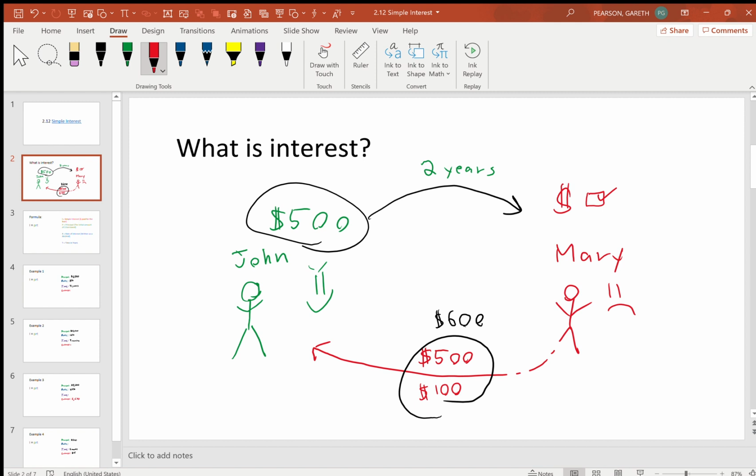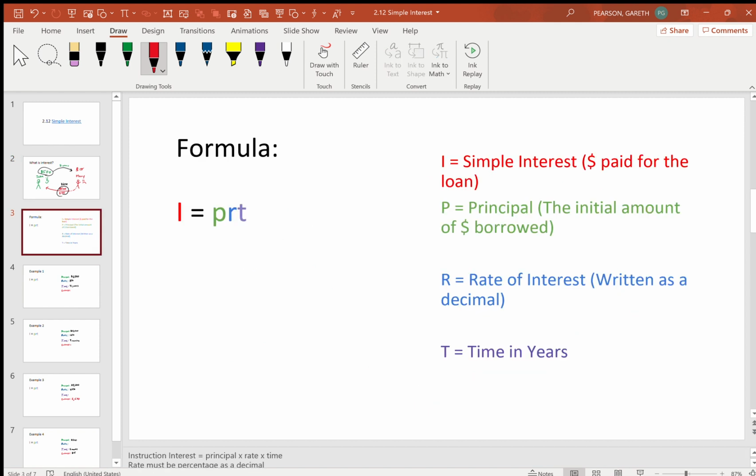So let's take a look at how it looks in a mathematical sense with a formula. So your formula is really simple. I, interest, equals principal times rate times time. I equals PRT. I stands for simple interest. So in the example we just saw, the $100 extra that Mary would have to pay, that's the simple interest. That's how much money is paid for using a loan.